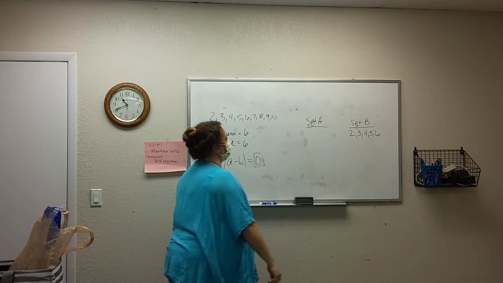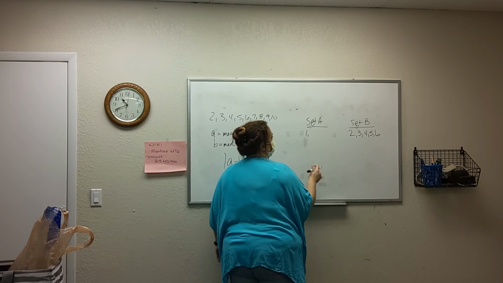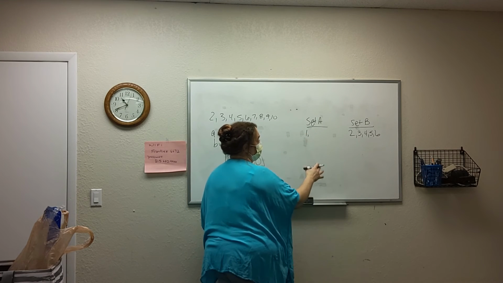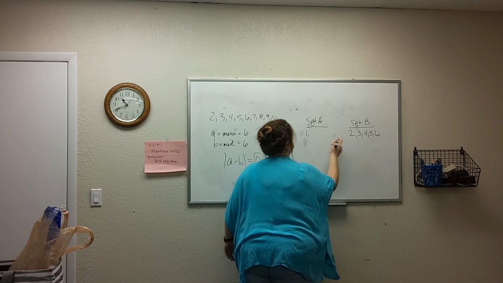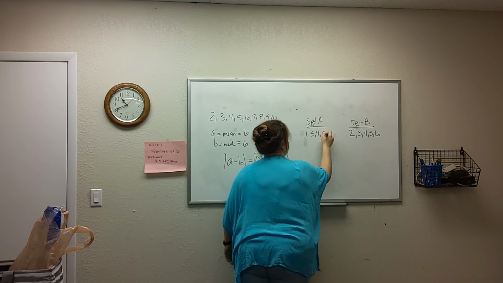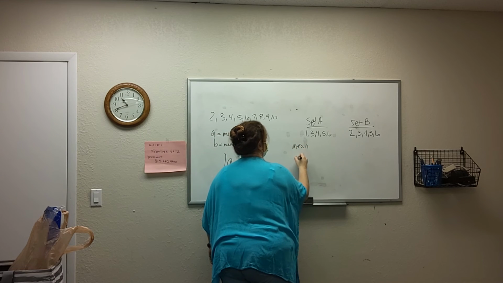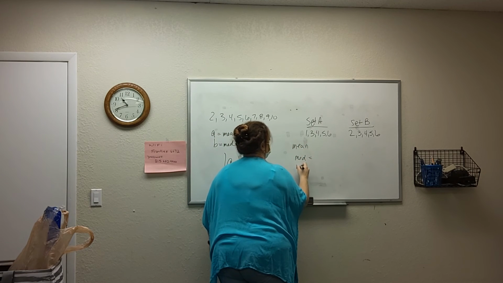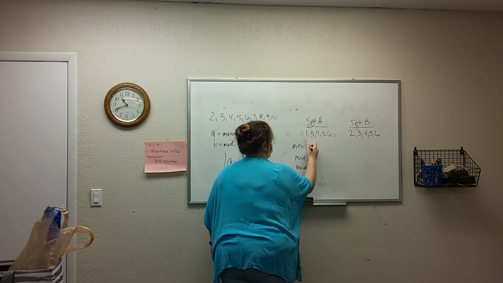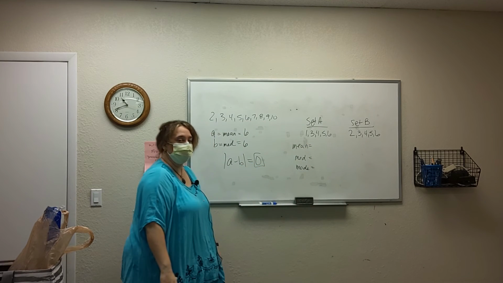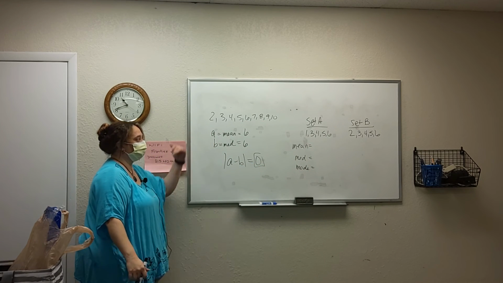Set A has to start lower, so let's start at 1. But then the rest of the numbers have to be the same as set B. The only one that's different is the first number. So this is going to have to be 3, 4, 5, and 6. And then they're asking us about the mean, the median, and the mode. So let's figure those out. What are the mean, the median, and the mode for each one?